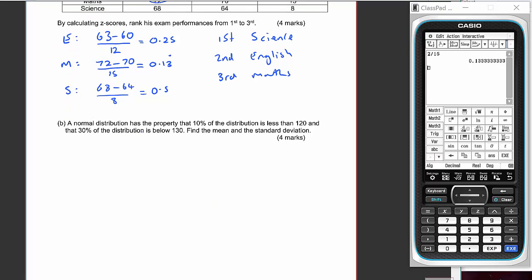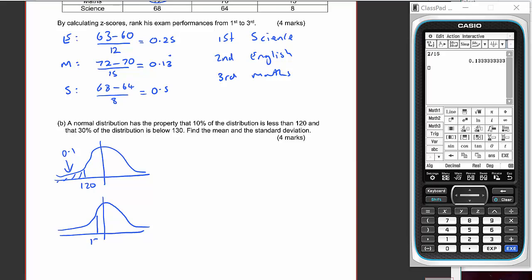Normal distribution has the property that 10% of the distribution is less than 120 and 30% of the distribution is less than 130. Find the mean and the standard deviation. So if 120 is here, what we're being told is that this is 0.1. And if 130 is here, we're being told that this is 0.3.